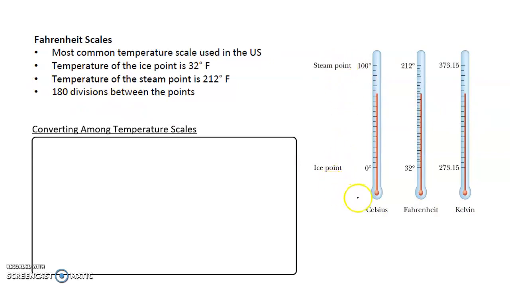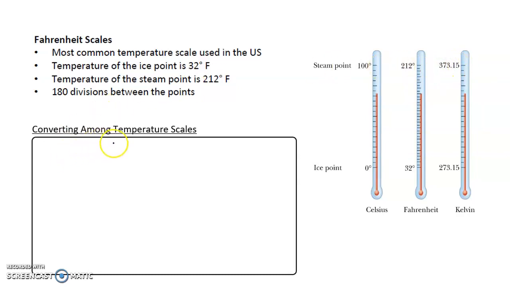If we have 3 thermometers, one for each of these temperature scales, and place them side by side, we can see that the ice point, 0 degrees Celsius, is equal to 32 degrees Fahrenheit. It is also equal to 273.15 Kelvin. As for the steam point, 100 degrees Celsius is equal to 212 degrees Fahrenheit, equal to 373.15 Kelvin.